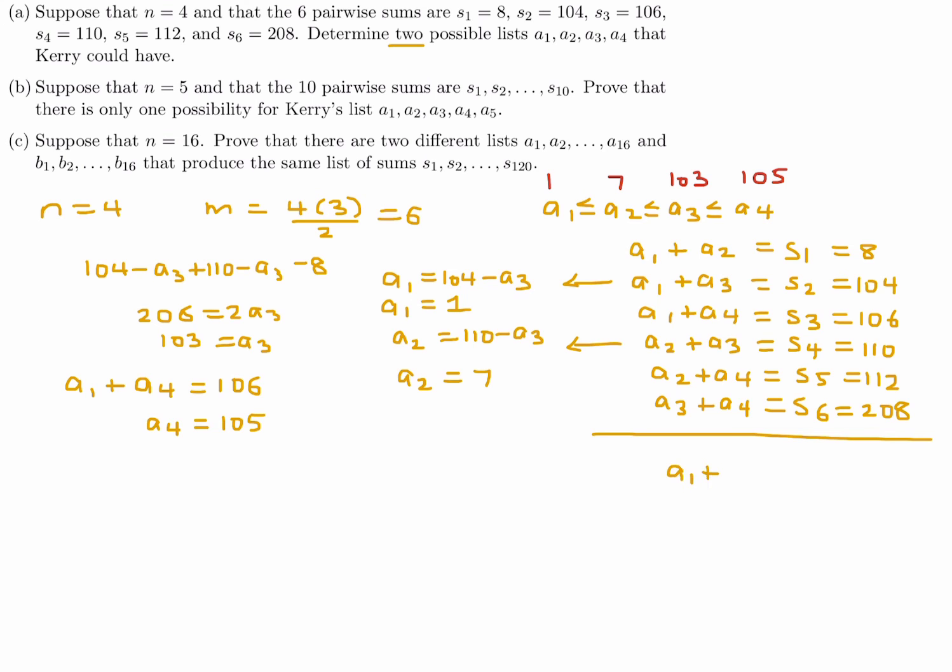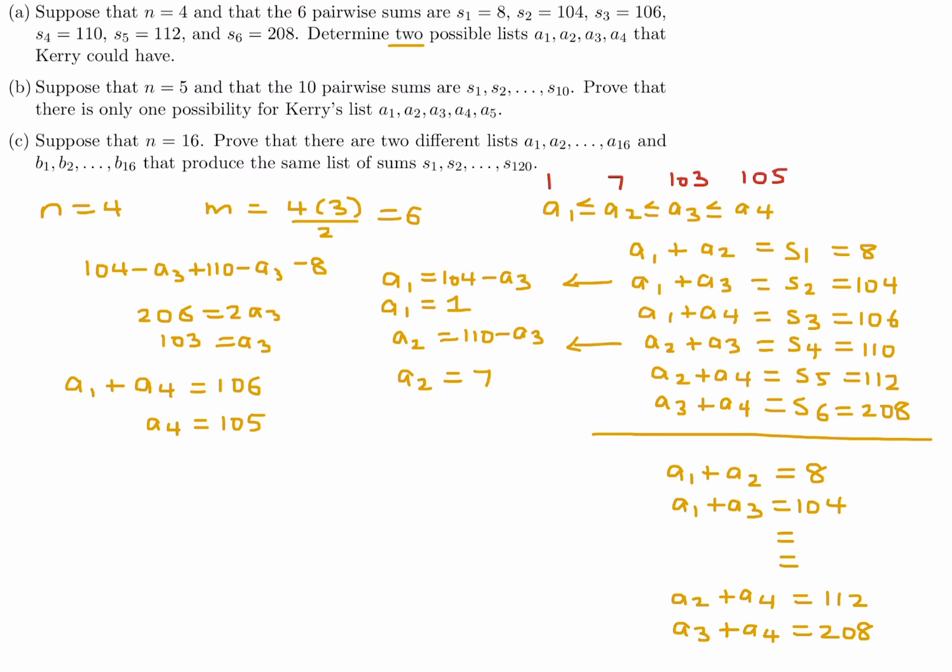I think that A1 plus A2 is definitely going to be 8. That's got to be the smallest. And then A3 and A4, that has to be the largest. I'm pretty confident about that. And I'm also pretty confident about the A1 and A3 being 104, and also the second last one, A2 plus A4, being 112. But I think that these ones can be interchanged.